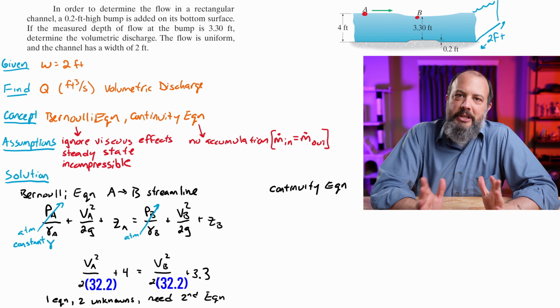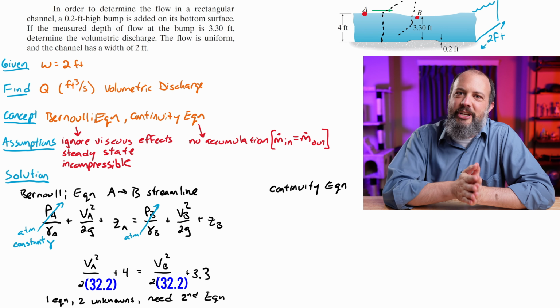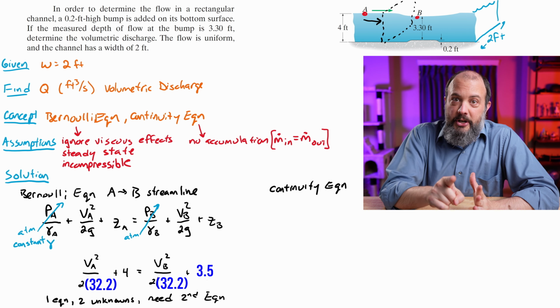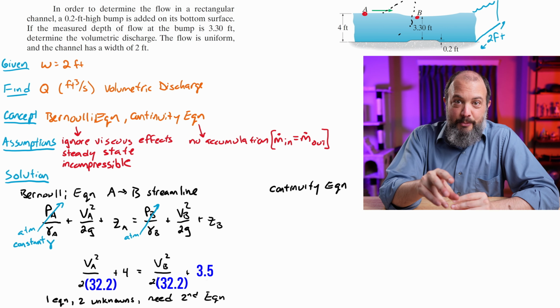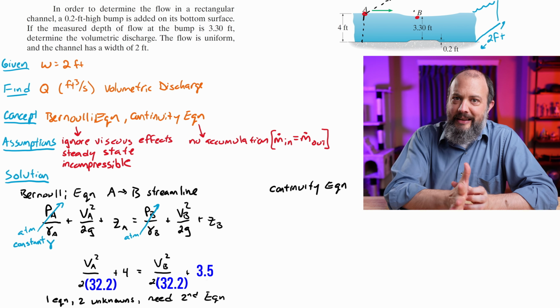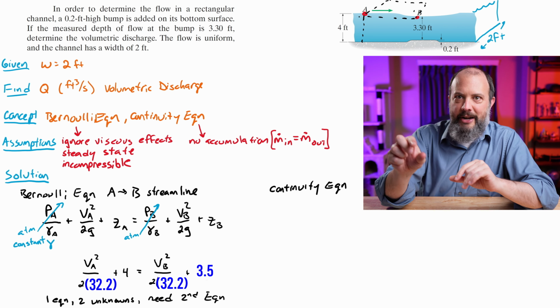First one's gravity, really dumb mistake. 9.81 is for metric units. English units should be using 32.2 feet per second squared for gravity. The other one's a little bit harder to spot. It's the height at point B. It should actually be 3.5, not 3.3, if I'm measuring heights from the very bottom of the creek, not the bottom of the bump.